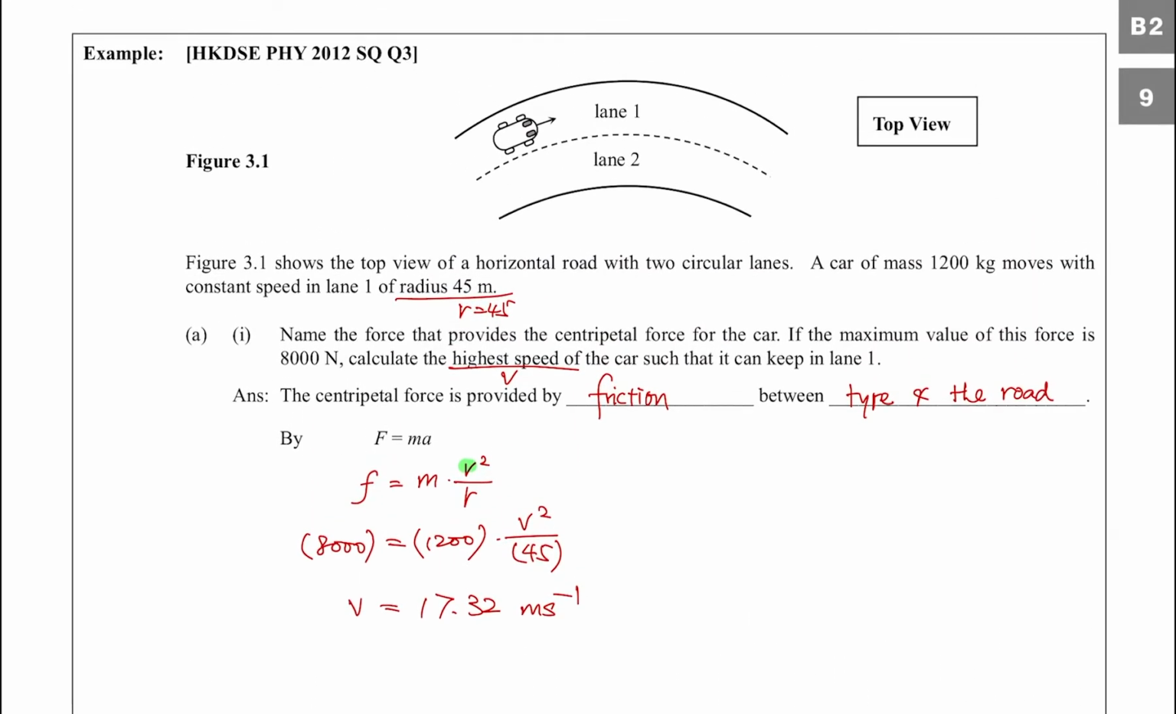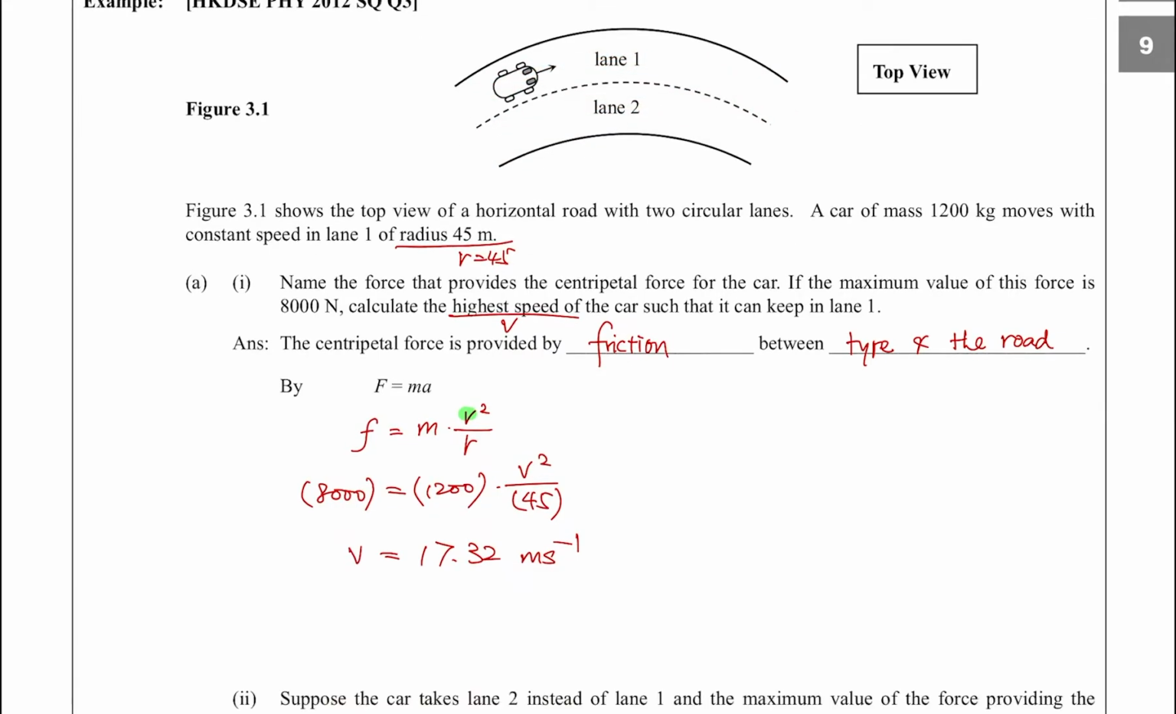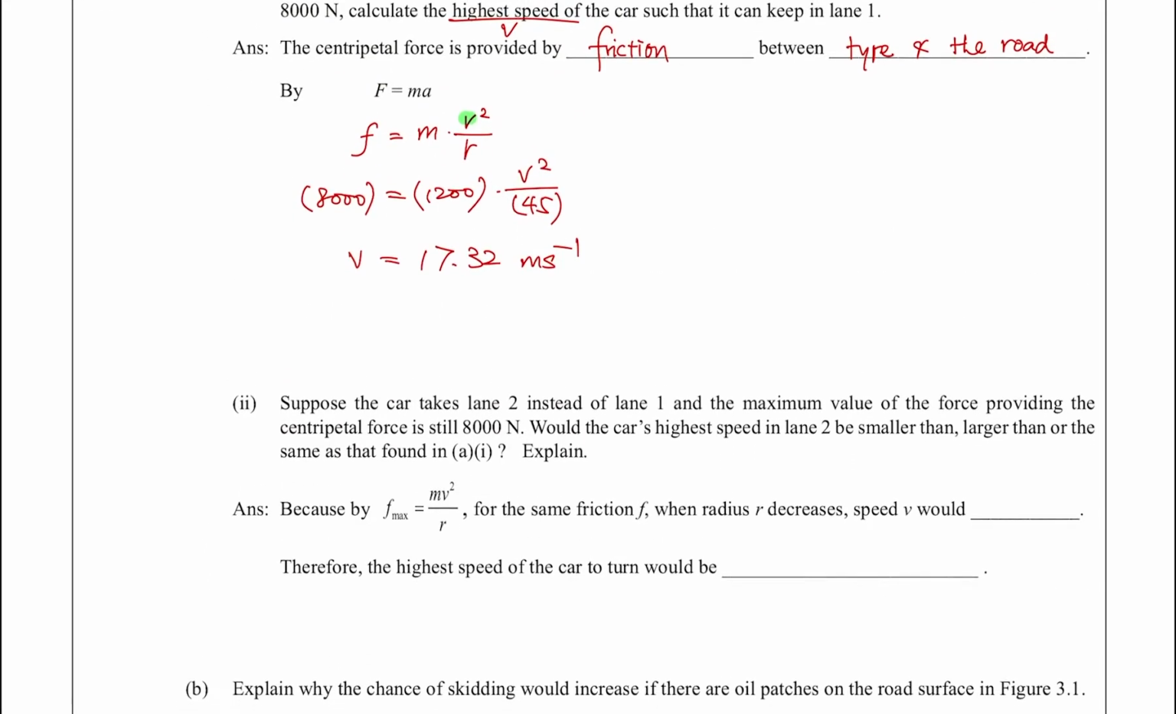Part 2. Suppose the car takes lane 2. Lane 2 is here, inside. Lane 1 is outside. So the car takes lane 2 instead of lane 1. And the maximum value of the force providing centripetal force is still 8,000. The friction does not change. So would the highest speed in lane 2 be smaller than, larger than, or same as defined in A1?